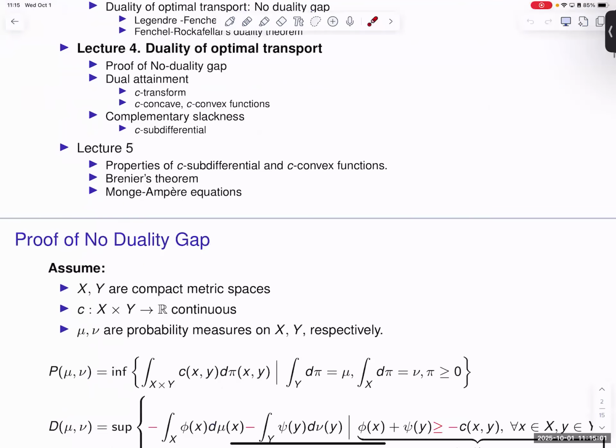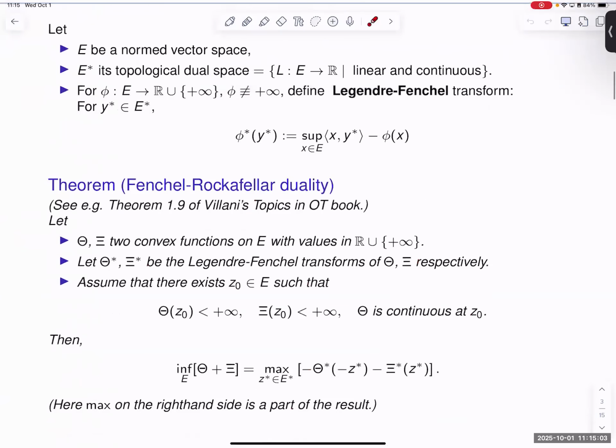All right, so let's come back to this Fenchel-Rockafellar duality. So we have two convex functions.